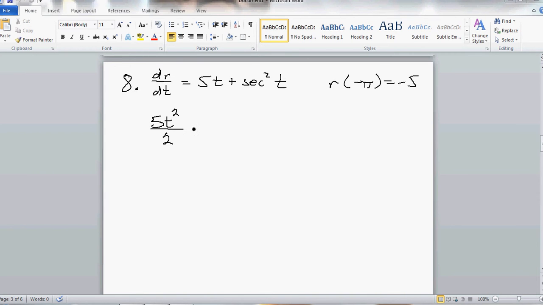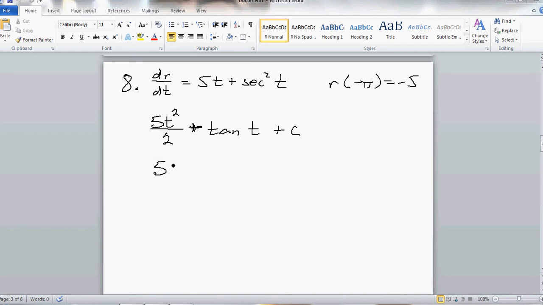And then I realize, okay, the derivative of what equals secant squared? Well, that is tangent. So the tangent of t, if we take the derivative of this, we'd get secant squared of t. And then that has to equal plus c. So here's the antiderivative, or the integral of it. And so we should now know that if we plug in -pi for t, we should get -5.